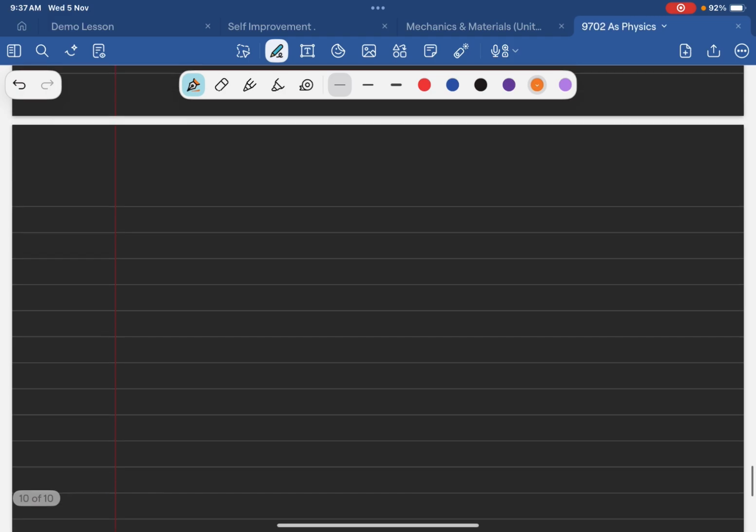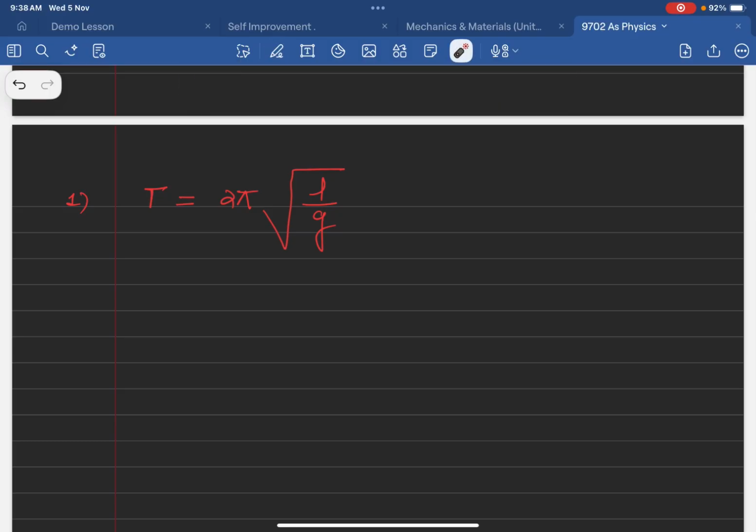So we have a practice question here. T is equal to 2 pi under root L over G. We have already discussed that T is time period, L is length, G is gravitational acceleration. 2 pi is just a number and this number has no unit. So we are not going to involve this number in our analysis.